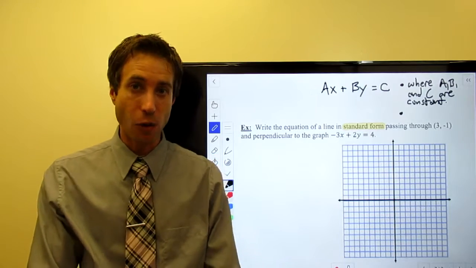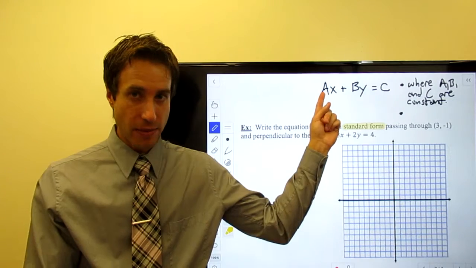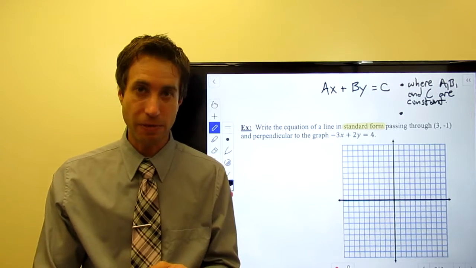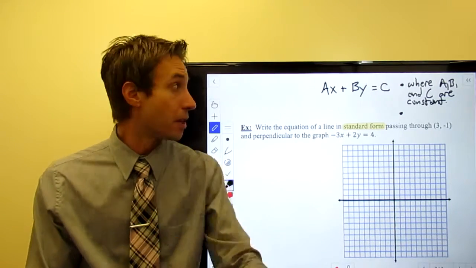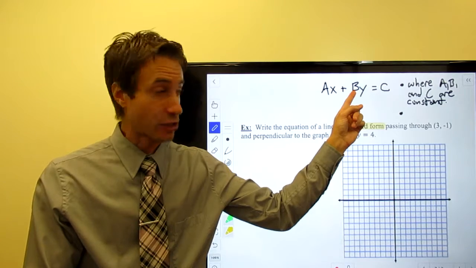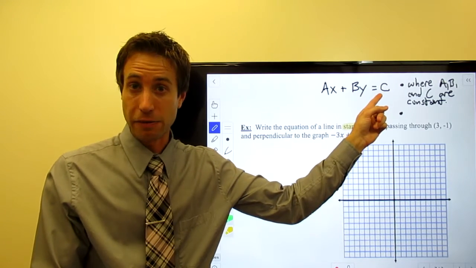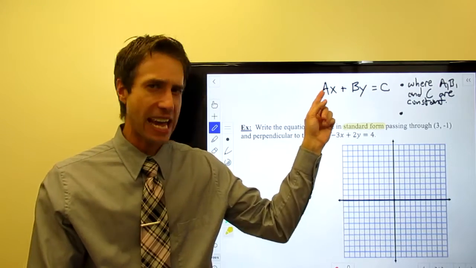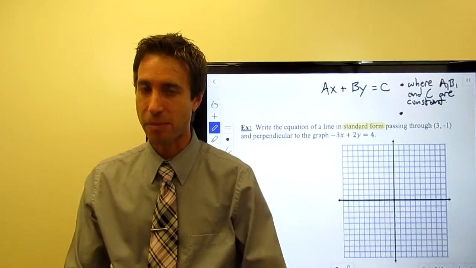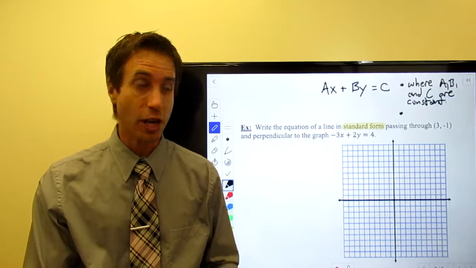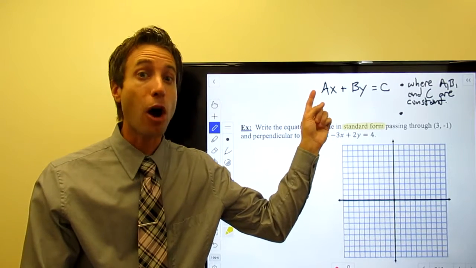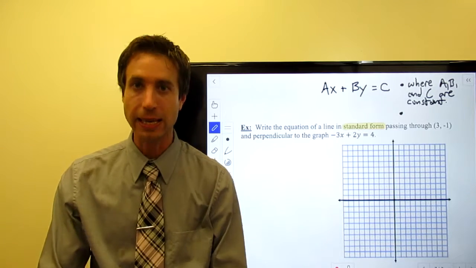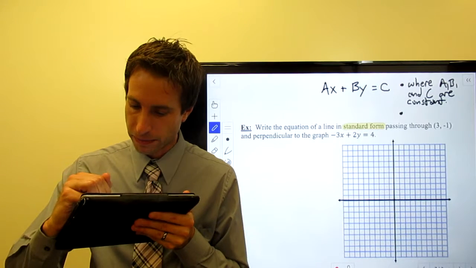In standard form, A, this guy right here, it can't be negative, and it can't be a fraction. But just A. B can be negative or a fraction. C could be negative or a fraction. I don't care about B and C. Just A. A can't be a negative number, and it can't be a fraction. So that limits you to positive whole numbers. A must be a positive whole number.